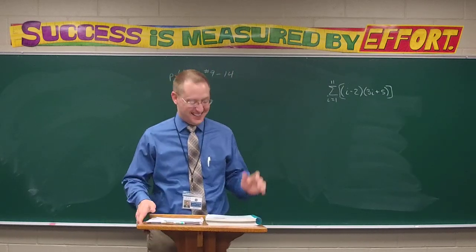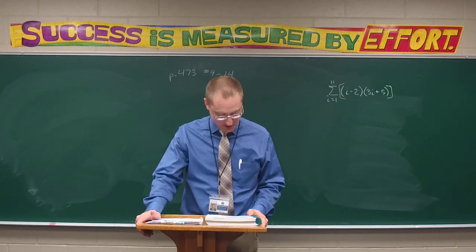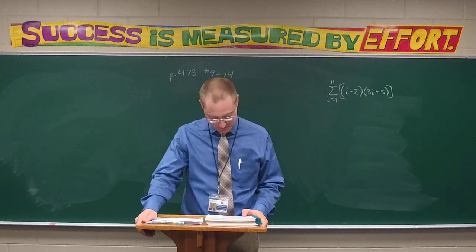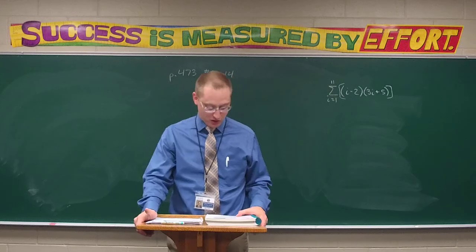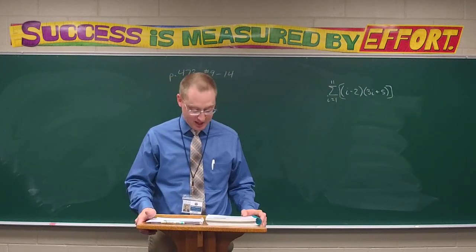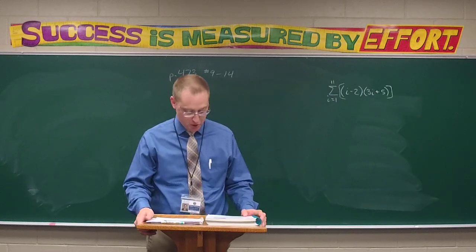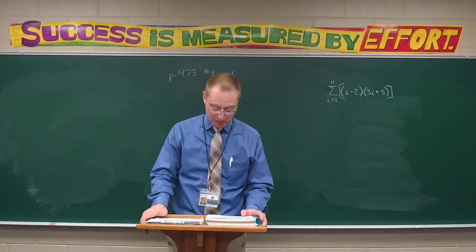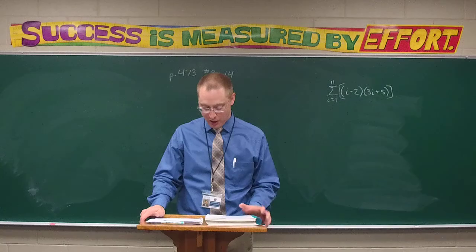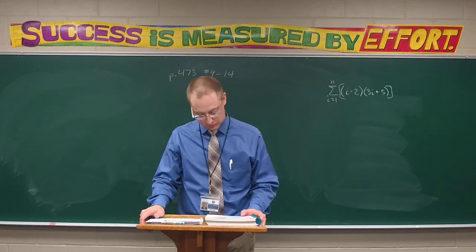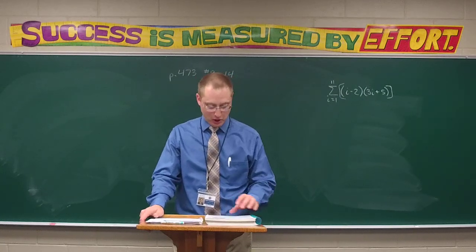Number nine, what did you get for the series of nine from 1 to 26? 234. That is correct, 234. Number 10, the series of I from 1 to 71. 2,556. Great job. Number 11, the series of I squared from 1 to 15. 1,240. That is correct.